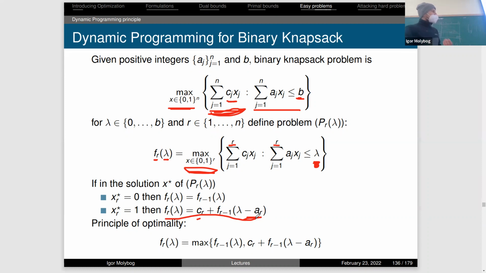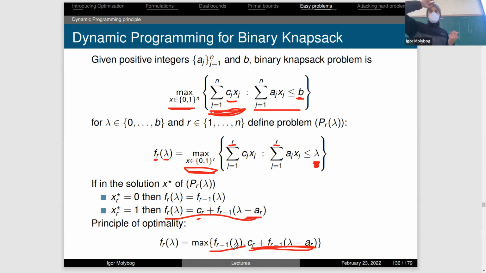This gives us the principle of optimality, where we are basically considering the two edge cases. We're considering the case when we have put the last item, or the case when we have not put the last item into the backpack. And since we are maximizing, we're going to be choosing between these two, maximizing whatever the eventual solution for us is.